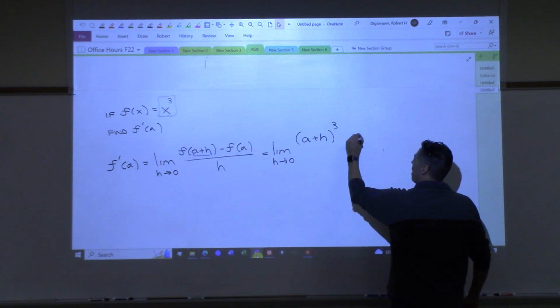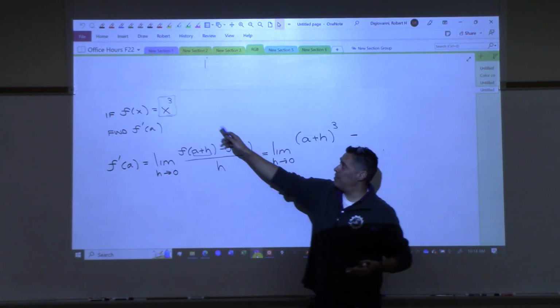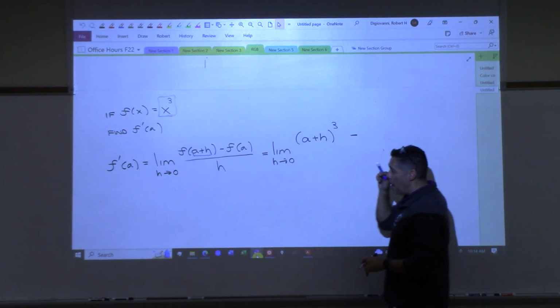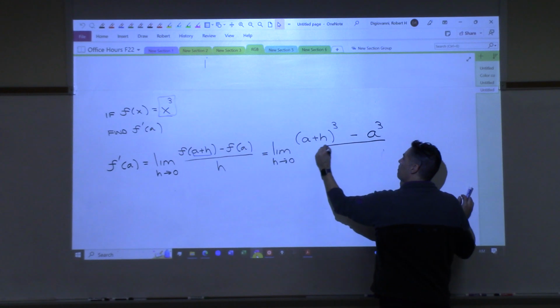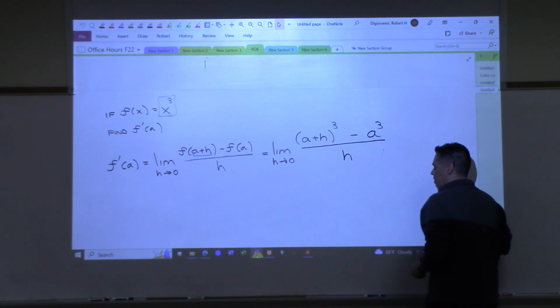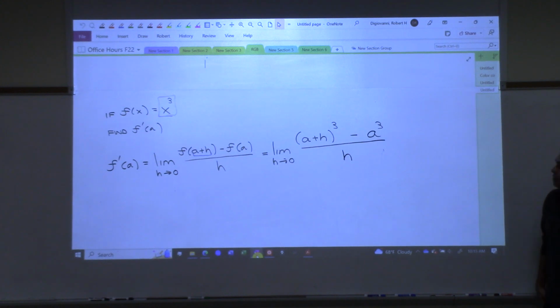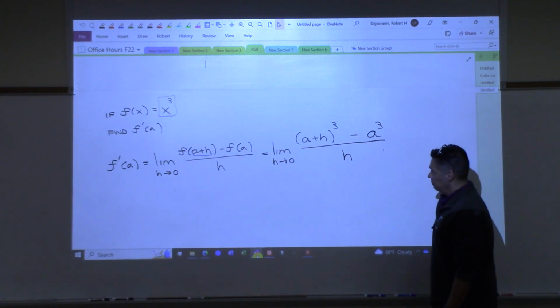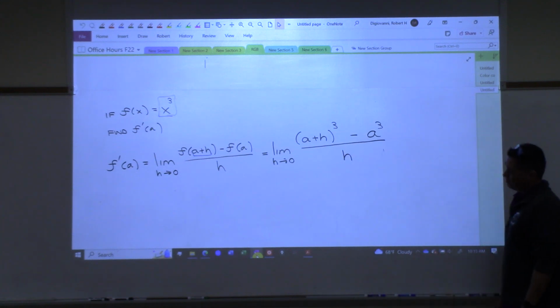I subtract from that f of a, which is what you get when you plug a into this function. What do you get if you plug a in there? A cubed. And then all over h. All right, we got to figure out what that is. Well, what do you think I should do here? Any ideas?